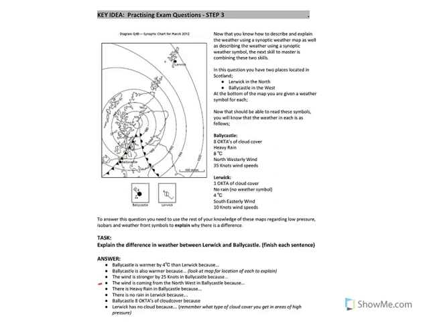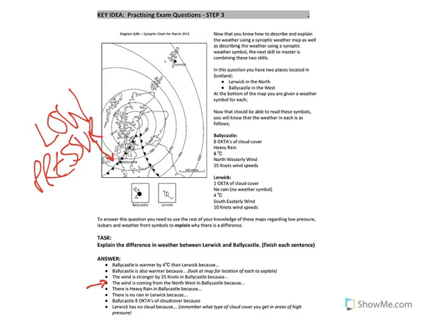Our fourth point down here, the wind is coming from the northwest in Ballycastle because, and it's a really simple explanation, winds travel in an anti-clockwise direction following the isobars in an area of low pressure. So they travel in an anti-clockwise direction following the direction of the isobars in an area of low pressure. So that would be your explanation here.